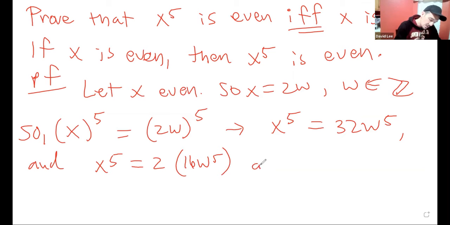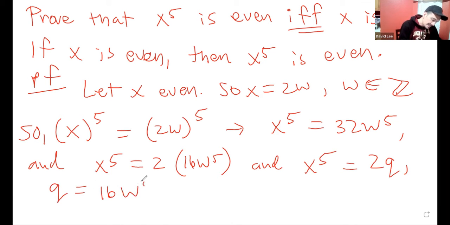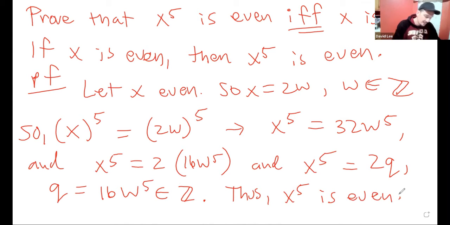And we have x to the fifth equals 2 times 16w to the fifth. And so we have x to the fifth equals 2q, where q equals 16w to the fifth. And that also is an integer, right? So thus x to the fifth is even, right? x to the fifth is even.